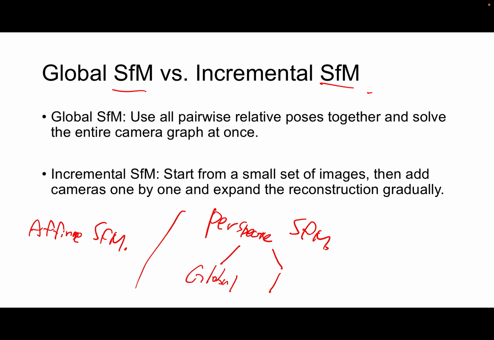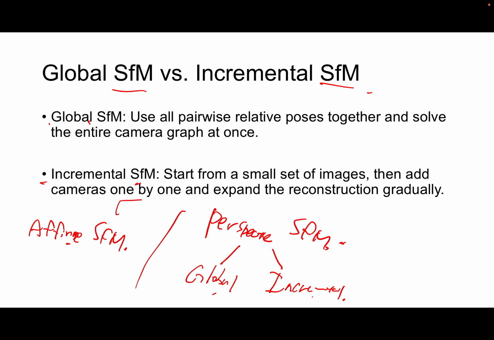Global and incremental. So in perspective SfM, there are global SfM and incremental SfM. These are just the three SfM we will learn. Global SfM and incremental SfM both belong to perspective SfM.